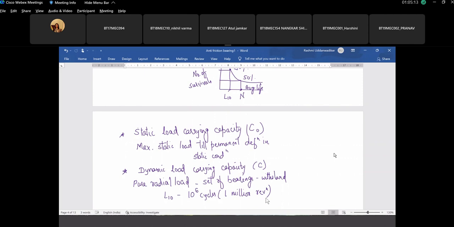So if it is subjected to axial load also, we find its equivalent radial load. So by definition, this is the pure radial load that a set of bearings can take, so that its L10 life is 10 raised to 6 cycles or 1 million revolutions. We'll see how to use these two terms while solving the numericals. In the next 5 minutes, let us quickly open this PSG design data book. Open page number 4.1, PSG design data book, page number 4.1.